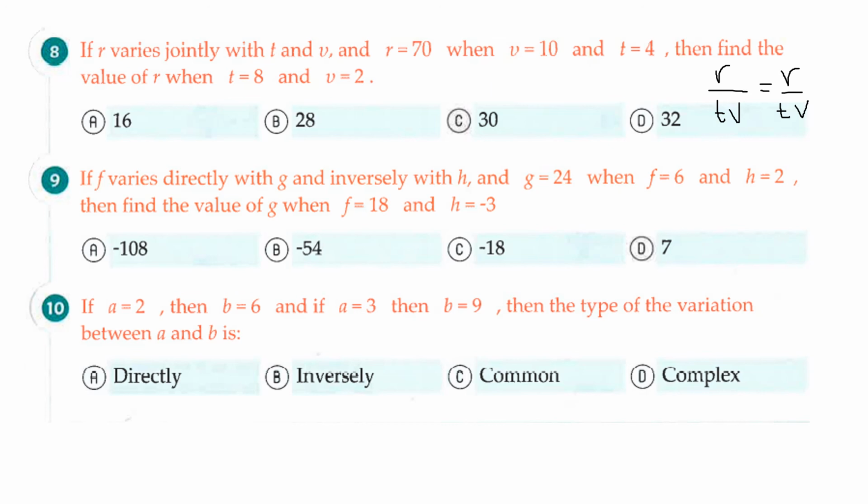And here, what did they give me? They gave me R is 70, so I can write instead of this R 70, and V is 10, and T is 4. So that's a 40. Multiply them by each other, and then they want us to find R. I don't know R when T is equal to 8 and V is equal to 2. Okay, so you're going to multiply the 70 by 16, or actually we don't have to do that.